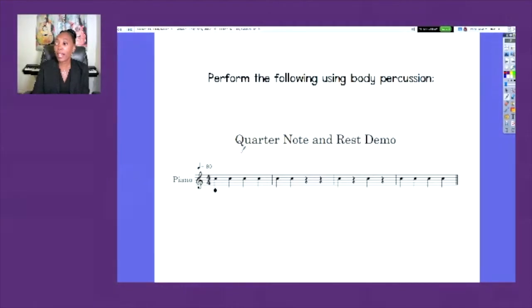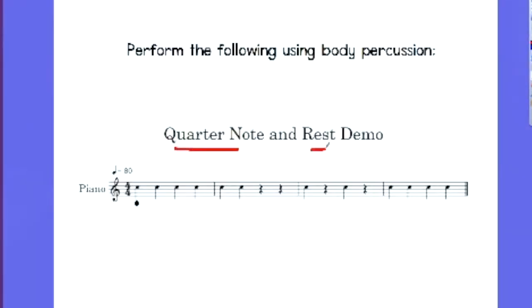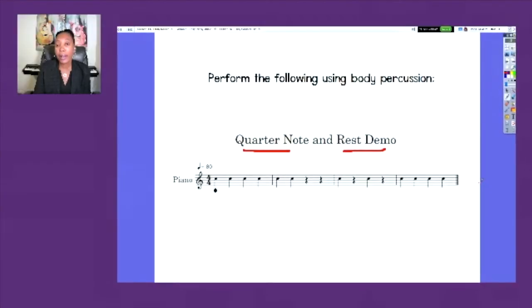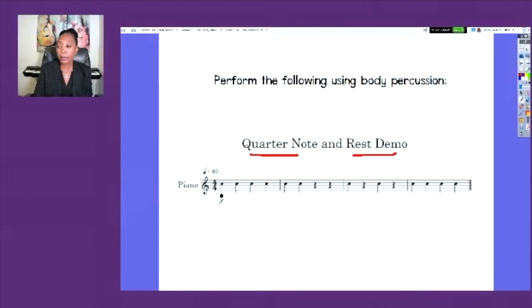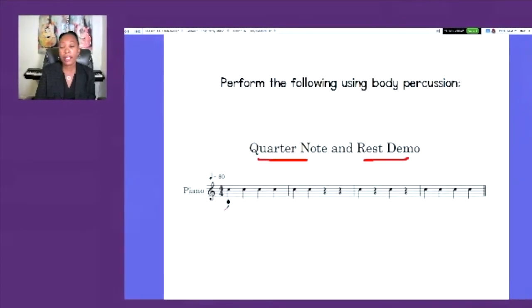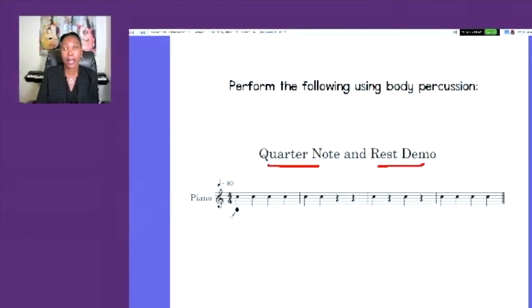So here we have a quarter note and a rest demo. And here we have ta, ta, ta, ta, ta, ta, sh, sh, ta, sh, ta, sh, ta, ta, ta, ta. All right, but now I was just speaking the rhythm, rhythmically reading on ta. But now it's time for us to clap our hands.